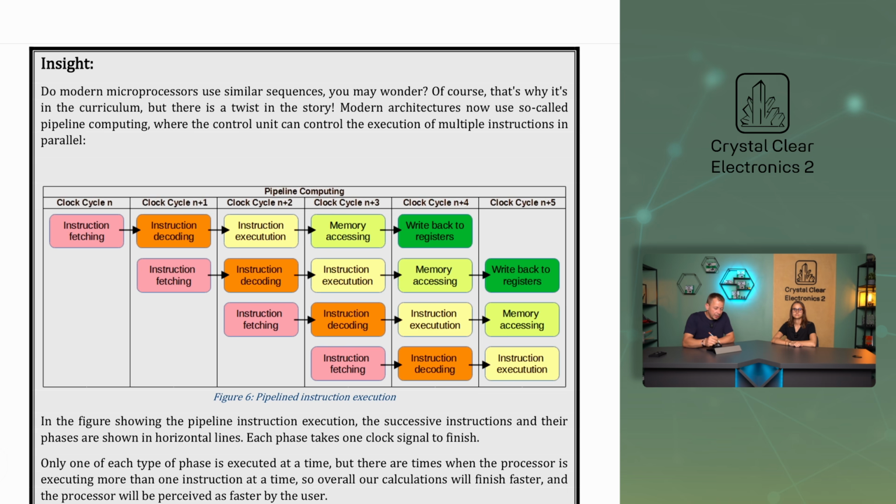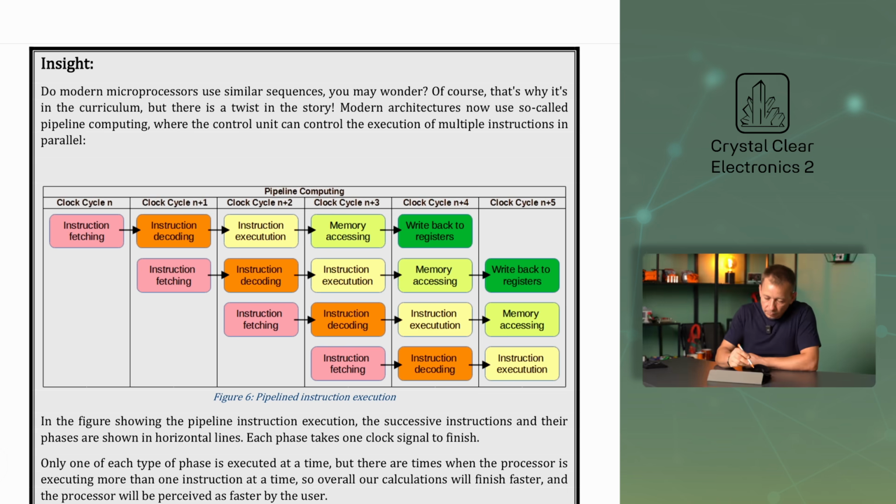Only one of each type of phase is executed at a time, but there are times when the processor is executing more than 1 instruction at a time, so, overall, our calculations will finish faster and the processor will be perceived as faster by the user. This can only be the case if you know the next n instructions in advance, and they can be loaded into the pipeline in parallel without dependencies. This is not always the case, and there are various stages for avoiding these situations, but we won't discuss them in detail in this curriculum.